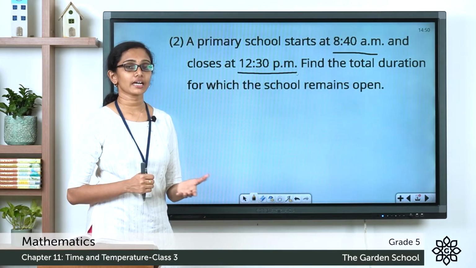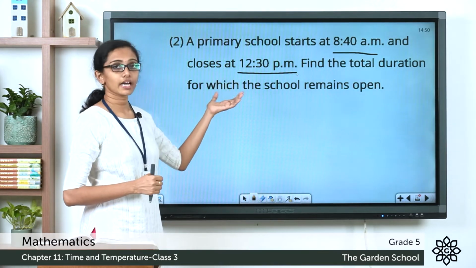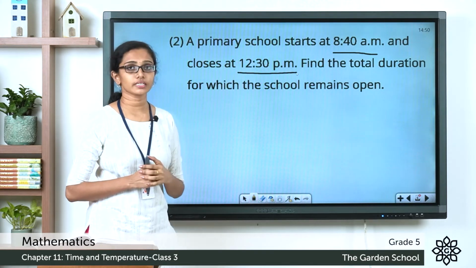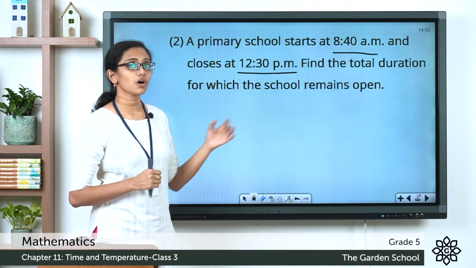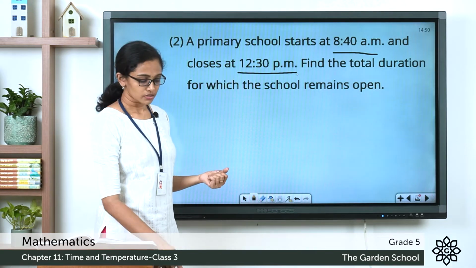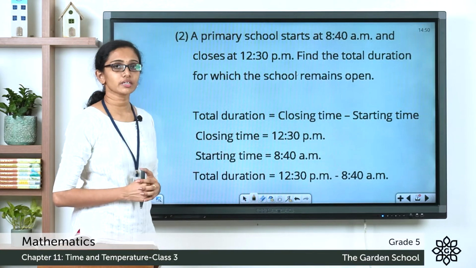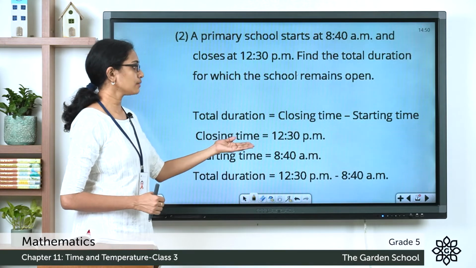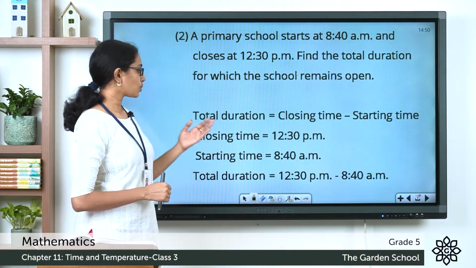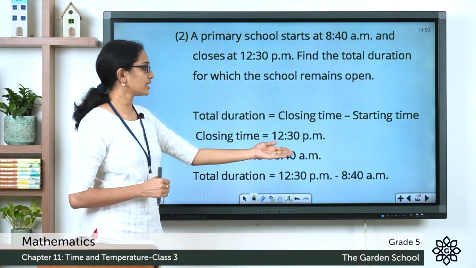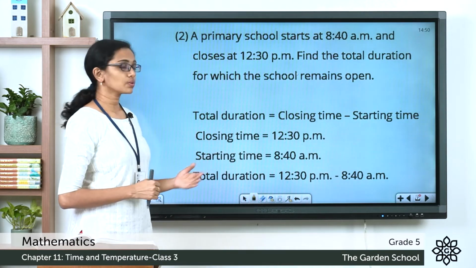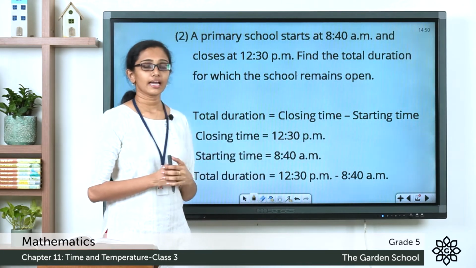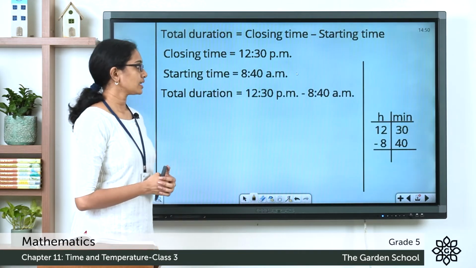How do we find out that duration? So we know the starting time and the closing time. If we subtract the starting time from the closing time, we will know for how long the school remained open, right? So let's see the steps. The total duration is equal to the closing time minus starting time. And what is the closing time? It is 12:30 p.m. And what is the starting time? It is 8:40 a.m. So the total duration will be equal to 12:30 p.m. minus 8:40 a.m. So let's do the subtraction here.